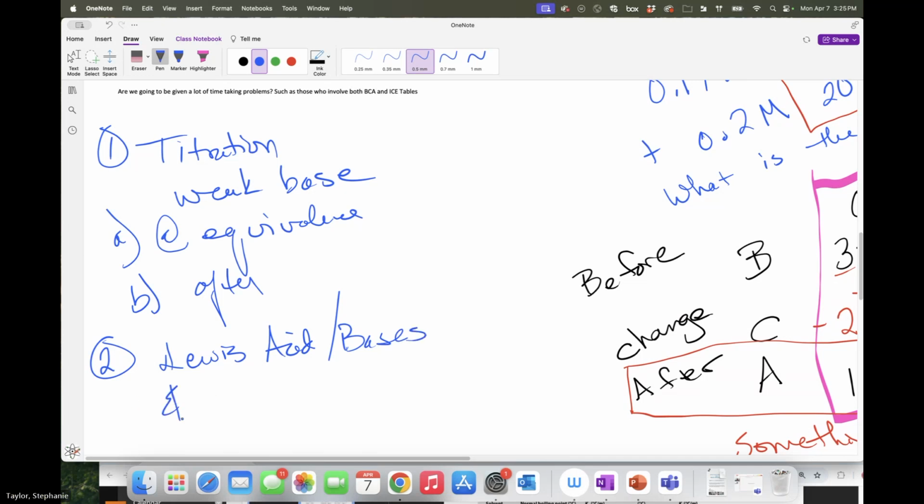Absolutely. So we'll go ahead and answer the titration question first. Think about this for just a minute. So first of all, I need a weak base, which means I need a Kb value.